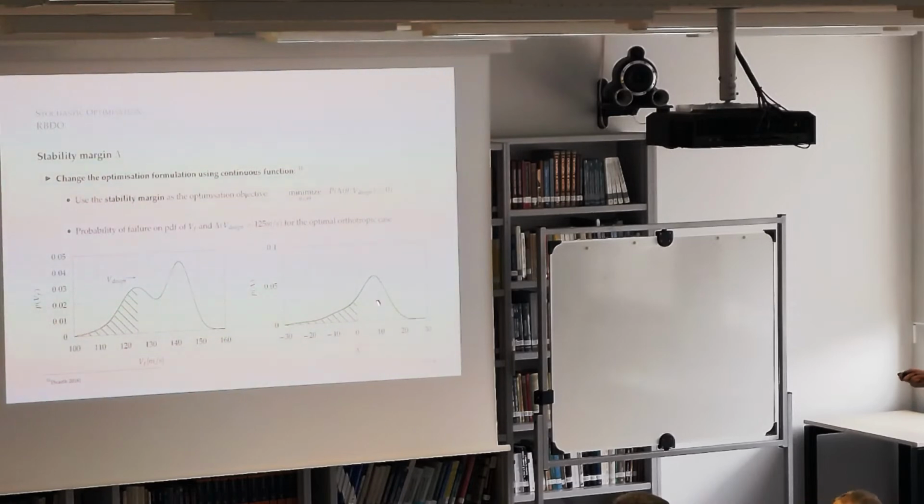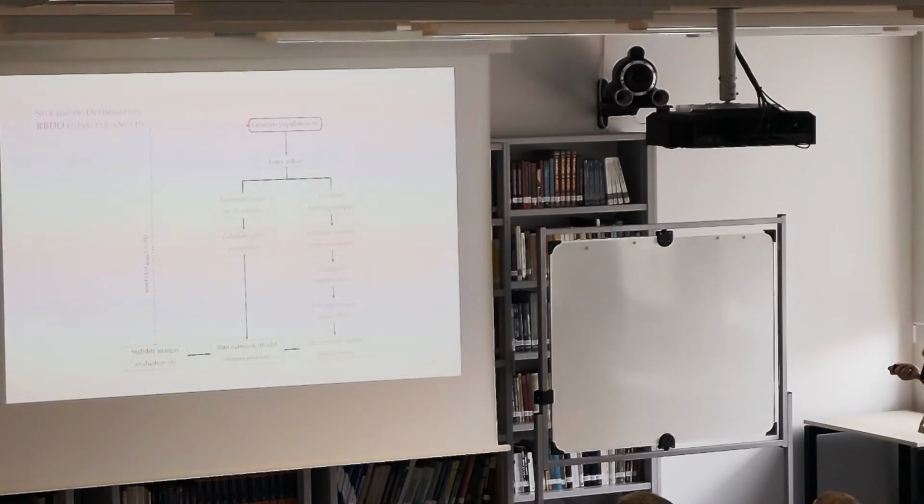I compare the PDFs of the stability margin and the flutter velocity that I had for my deterministic orthotropic case at the design velocity of 125 meters per second. So now this area under the curve will be translated to the area in the negative region under the curve for the stability margin.